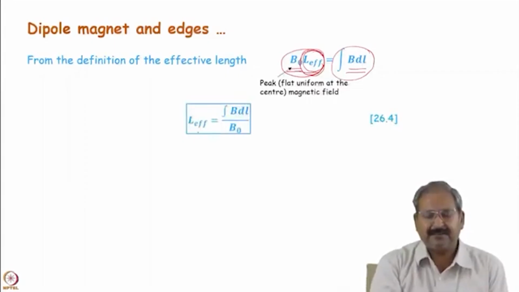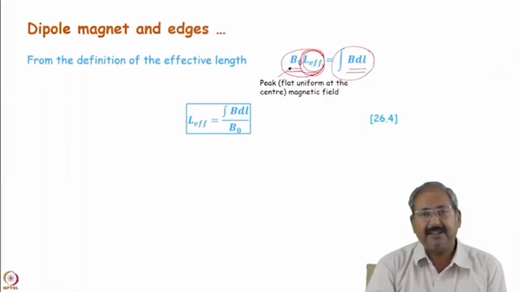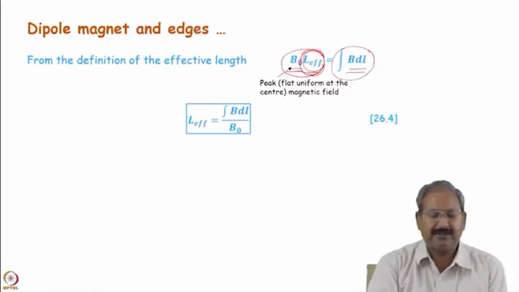In the hard edge approximation, we should take this L effective as our magnetic length. So by taking this L effective, we have corrected the bending angle, which we will use if we have a distribution of magnetic field with slowly rising and slowly falling field. So in the hard edge approximation, the magnetic length should be taken as this.